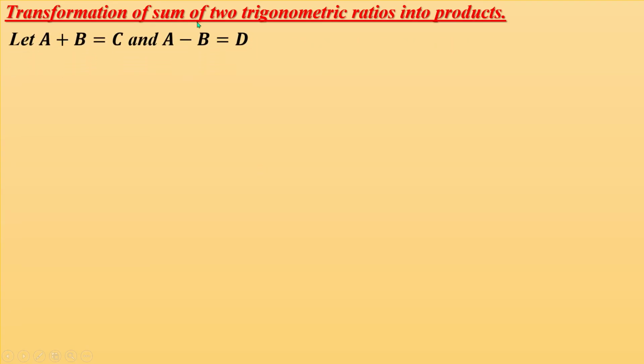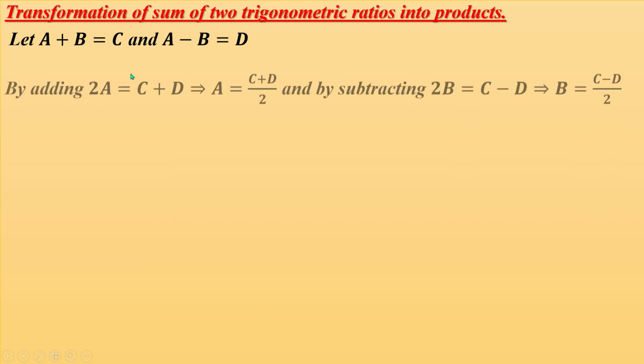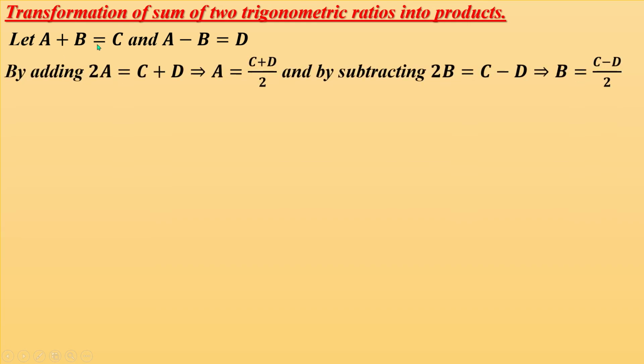Transformation of sum of two trigonometric ratios into products. Explanation: a plus b equal to c and a minus b equal to d. By adding this and this, b cut, 2a equal to c plus d, which implies a equal to (c plus d) by 2. And by subtracting, a cut, 2b equals c minus d. This implies b equal to (c minus d) by 2. Clear?